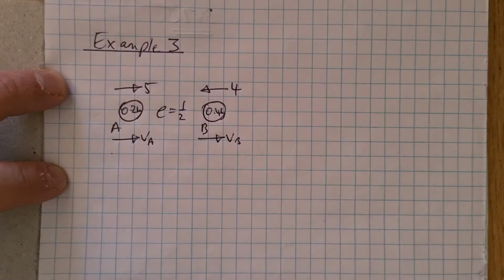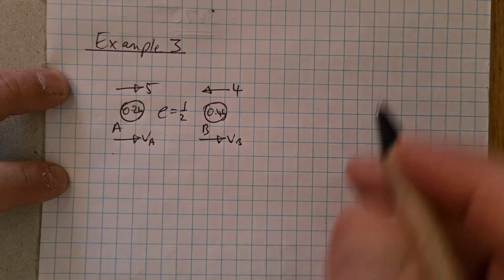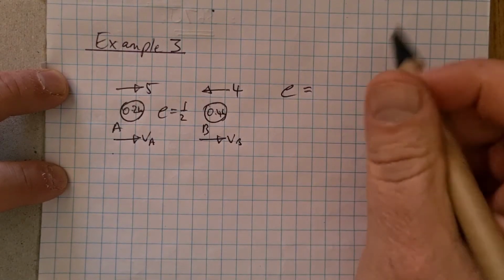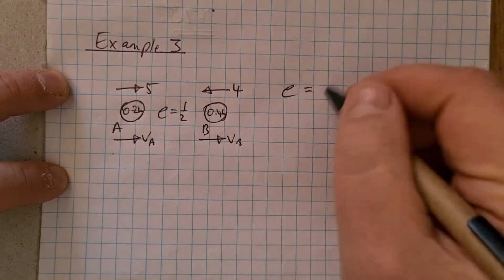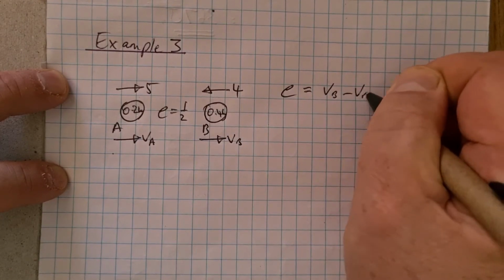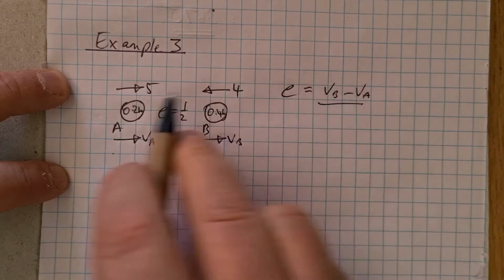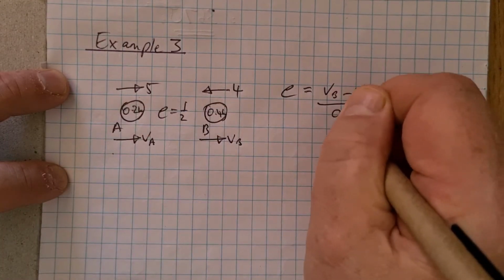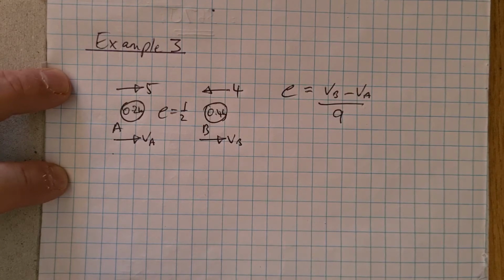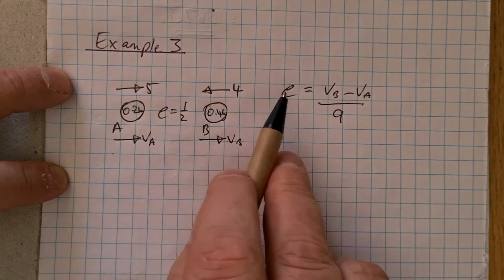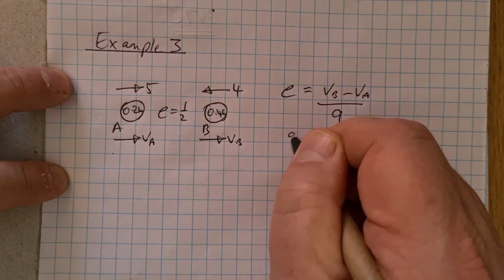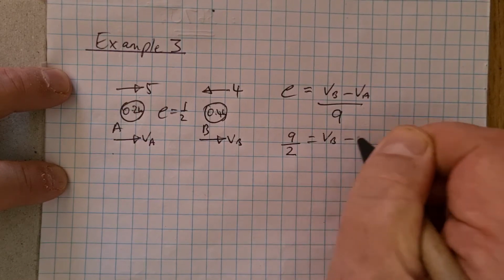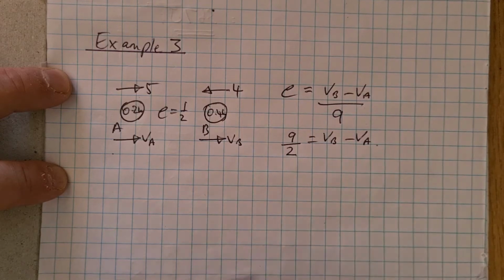So again, as I've said already, we've got two unknowns. One equation will be the one we've just learnt. Our coefficient of restitution is going to be the speed of separation, so that will be VB minus VA, divided by the speed of approach, and they're going in opposite directions again. So that will be a speed of approach of 9. We know that E is 1/2, so therefore we've got that 9/2, when we times by the 9, is going to equal VB minus VA. So again, we need another equation.